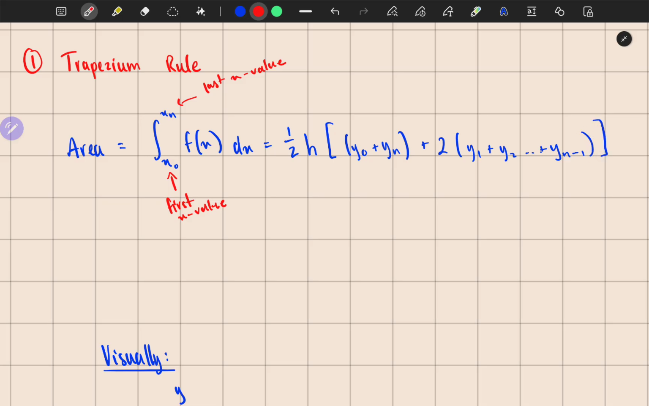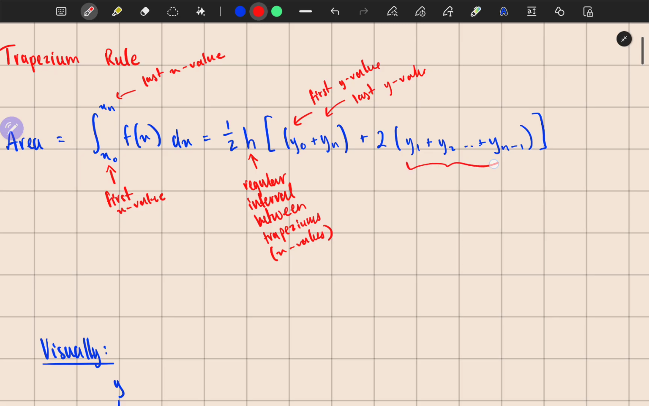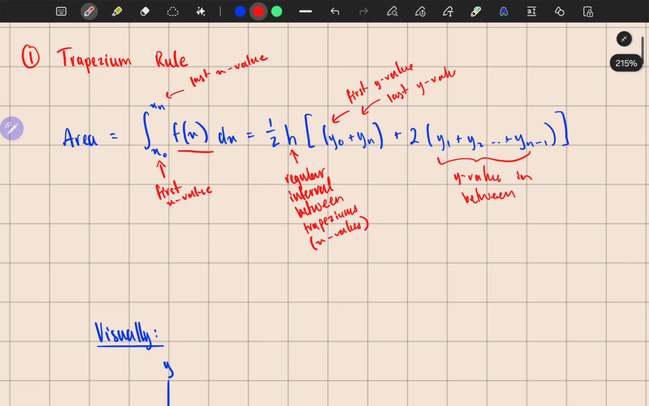So what do these values mean? The h is the regular interval between trapeziums, or between the x values, and y of 0 is the first y value, and then y of n is the last y value, and then everything in between, y of 1, 2, 3, 4, and so on until you get to n minus 1, is the y values in between of this function f of x.